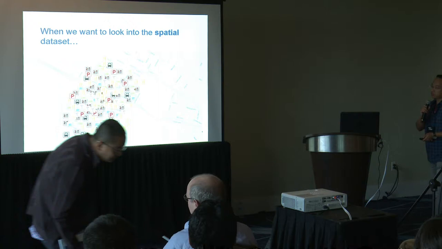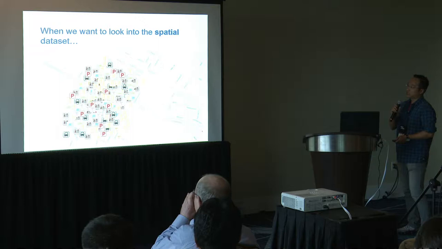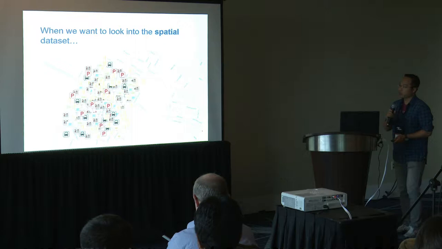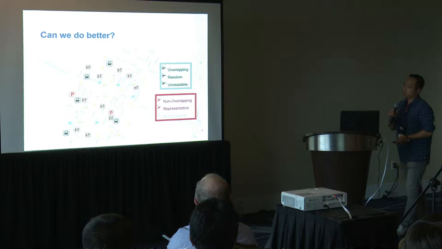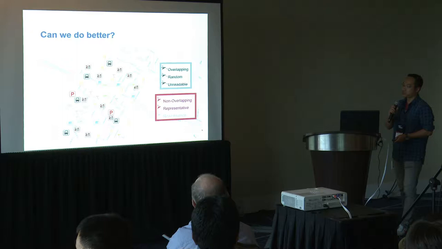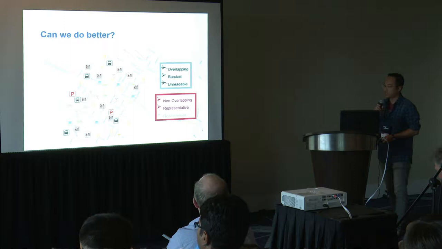So when helping users to explore the data, the most straightforward way is to put them on a map to visualize them. But the problem here is that if we put a lot of data on a single map, they may overlap each other and they are not really friendly to the users. So in this work, we aim to select a very small collection of data such that this data are not overlapping with each other and they are very easy for users to read. And the most important is that the small data set can represent the whole data collection as much as possible.